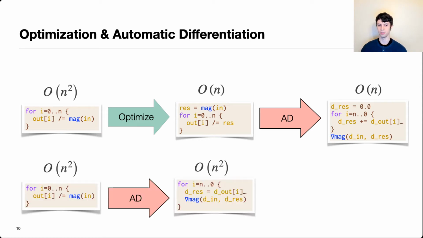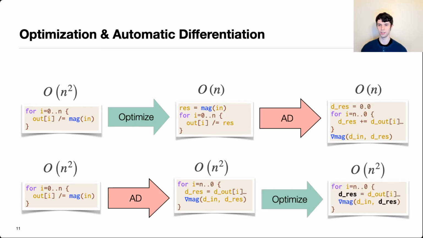Now consider a scenario where we first do the automatic differentiation and then do the optimization. To begin with, our program would be O(n^2) with the magnitude function inside the loop, and then the derivative reverse pass would have the gradient magnitude function similarly inside of the loop, for an O(n^2) derivative. If we then attempted to optimize the function, we would soon see that we cannot pull the gradient magnitude outside the loop, as it uses a variable defined within the loop, d_res, meaning that we would end up with a total runtime of O(n^2).